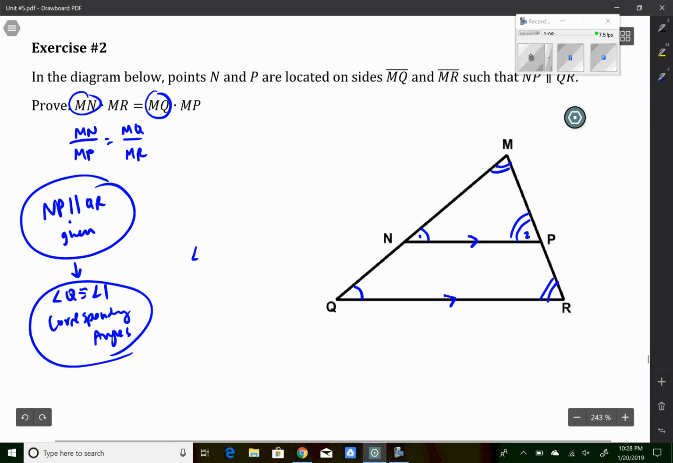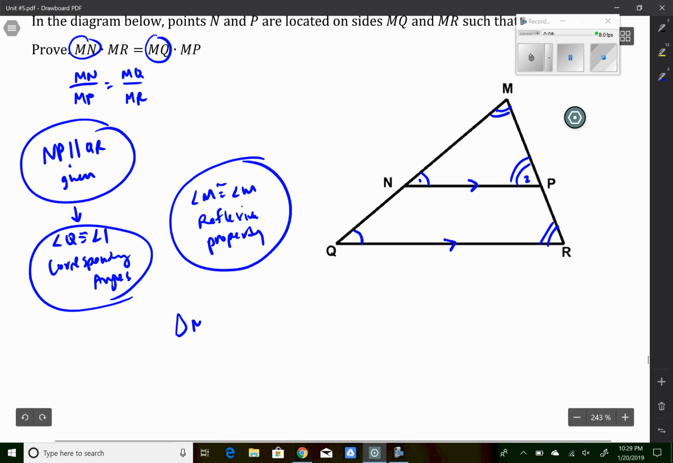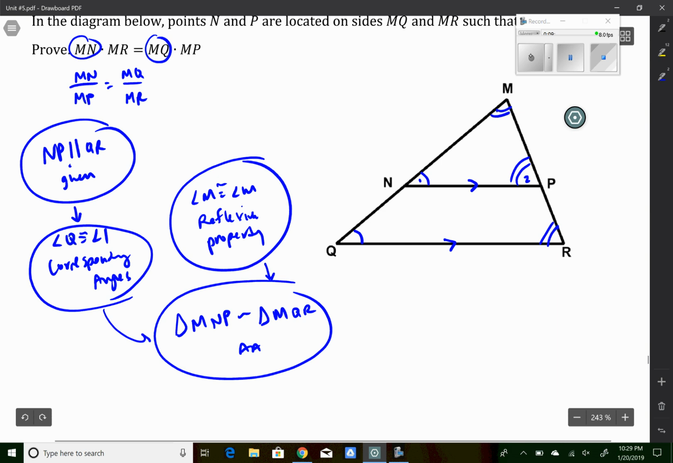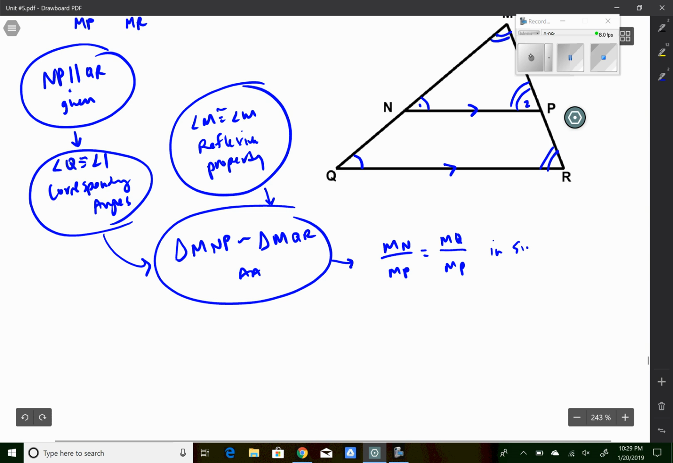I also know that angle M is equal to itself. That's the reflexive property. And then I could say the two triangles are similar. So I could say triangle MNP is similar to triangle MQR by angle. Now, because I know that, we can then say that the segments are proportional that we figured out by unmultiplying out the cross product. And we could say in similar triangles, the sides are proportional.